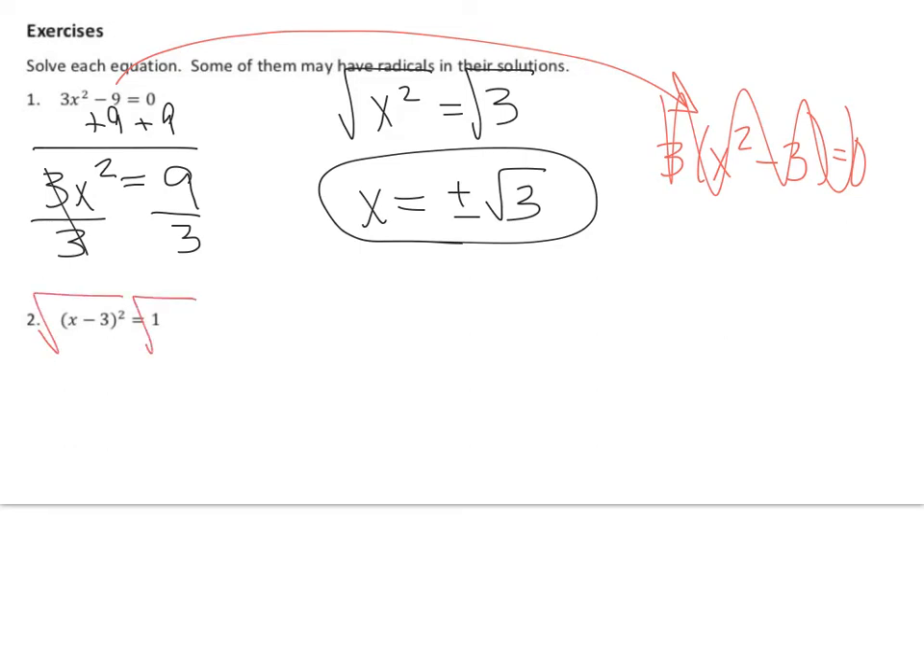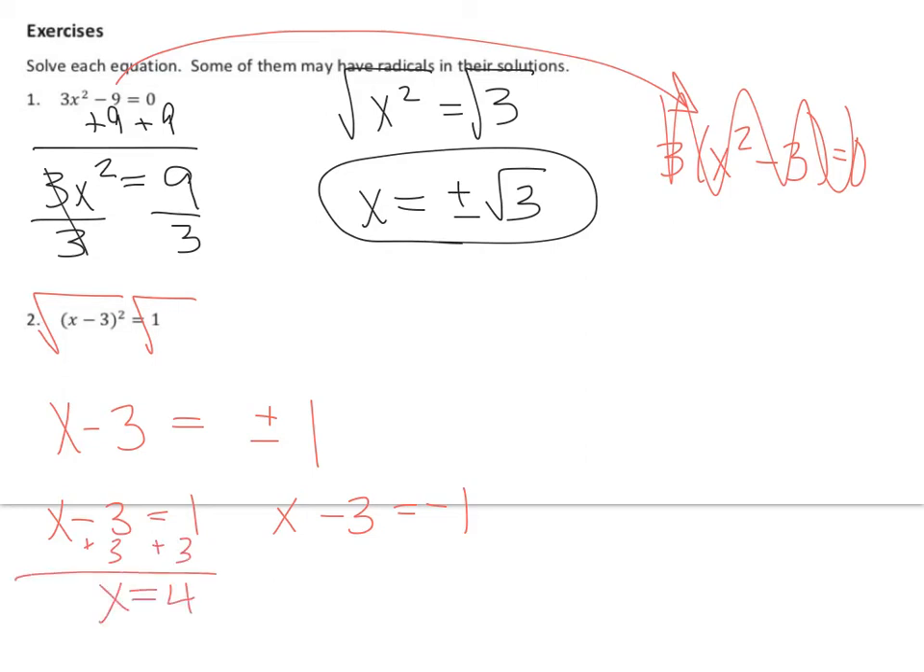Take the square root of both sides, and that gives me x minus 3 on the left equals plus or minus 1 on the right. Therefore, I have x minus 3 equals 1, or x minus 3 equals negative 1. Add 3 to both sides. I get x equals 4. Add 3 to both sides, and I get x equals 2. So my answers are 2 or 4.